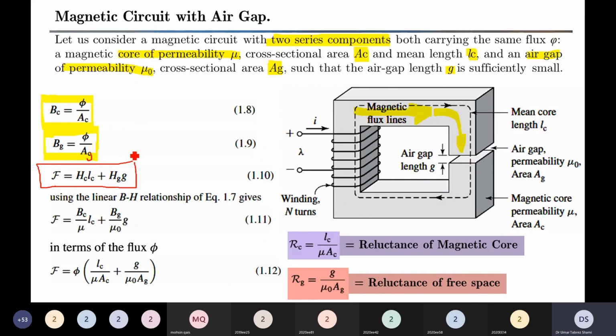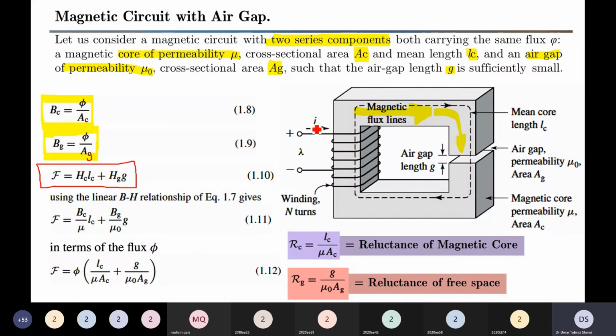This total MMF must be provided by the source, which is a coil of a certain number of turns with a certain amount of current flowing through the coil. So equation 1.10 defines the total MMF required to produce flux in the system. And when I say system, I mean the magnetic material with the air gap, because they are two components in series.